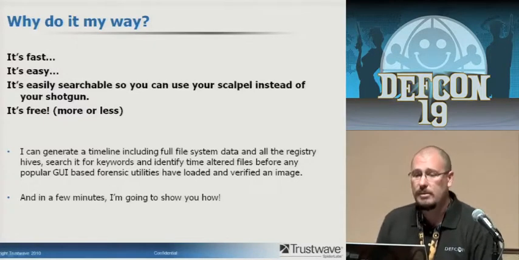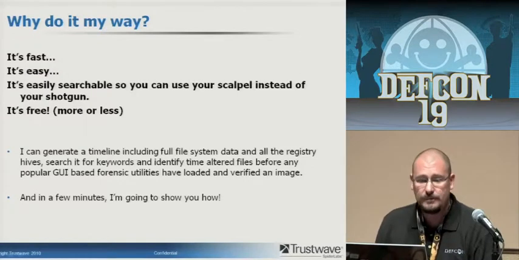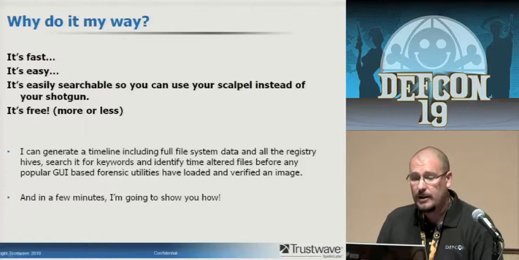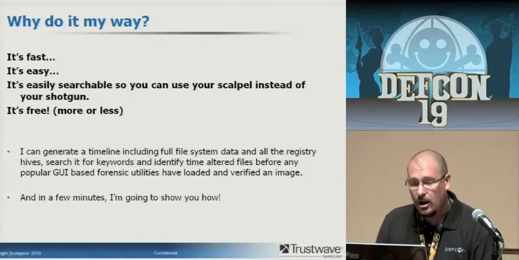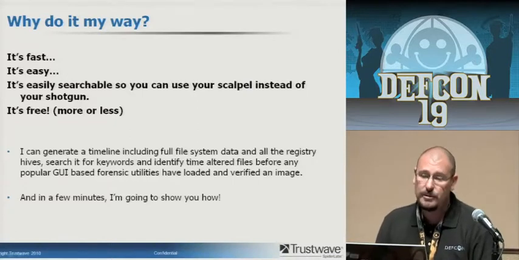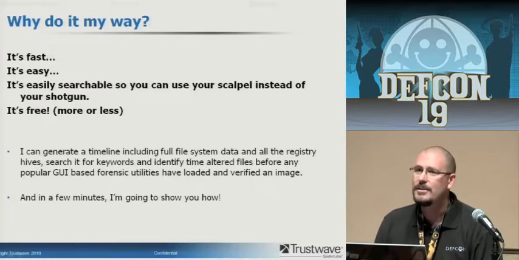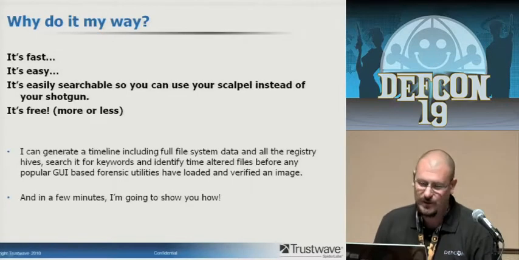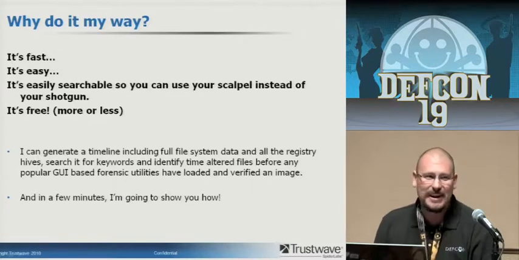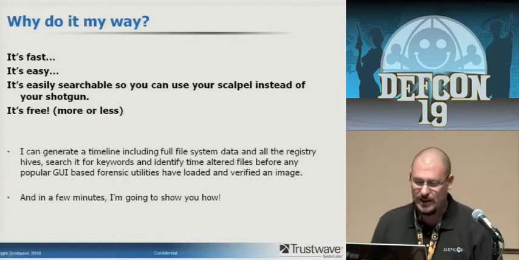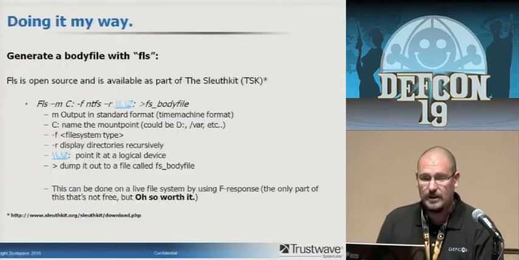There's really only one piece of this that I detail that's not free. The rest of this is open source. I can generate a timeline including full file system data on all of the registry hives and search it for keywords, and identify altered files before any of the GUI-based utilities have even loaded an image or verified it. Sorry to all of you EnCase users, you're slow. In a few minutes, if I've got time, and I think I will, I'm going to show you how I'm actually doing this.